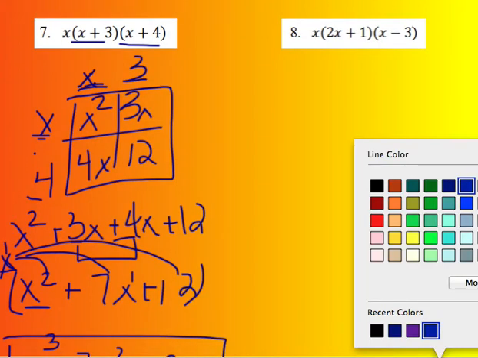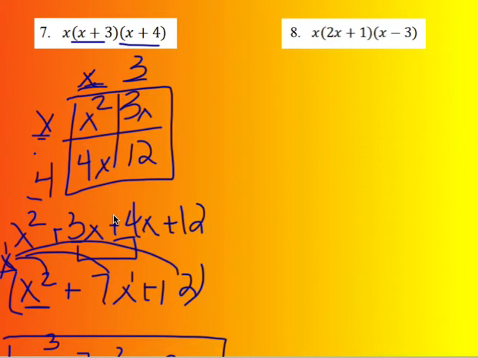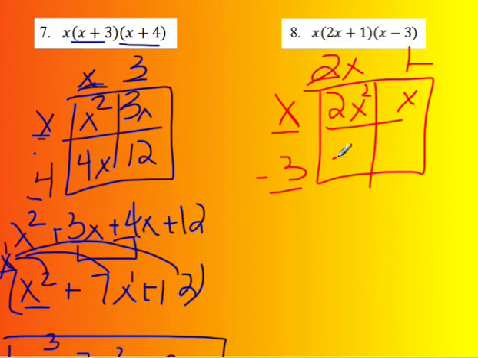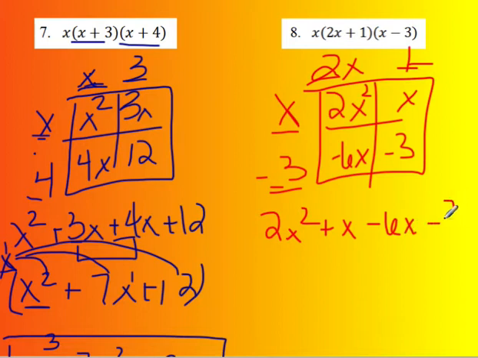Alright, let's take a look now at number 8. For number 8, again, you're going to use the box method. We're going to multiply 2x plus 1 and x minus 3. Well, 2x times x is going to give us 2x squared. x times 1 is going to give us x. Negative 3 times 2x is negative 6x. Negative 3 times 1 is negative 3. So then we have 2x squared plus x minus 6x minus 3.